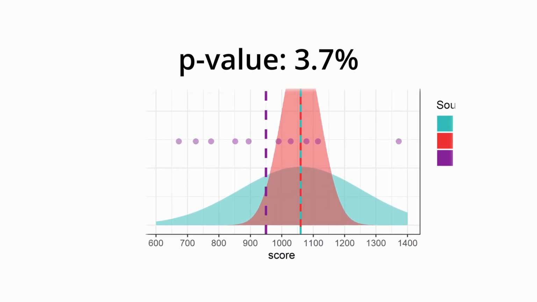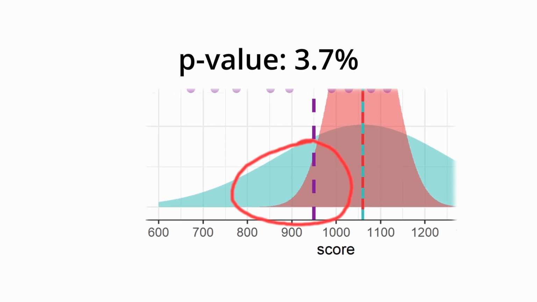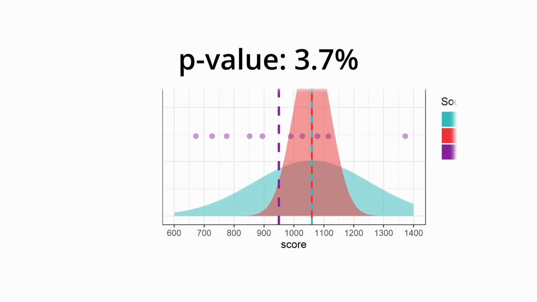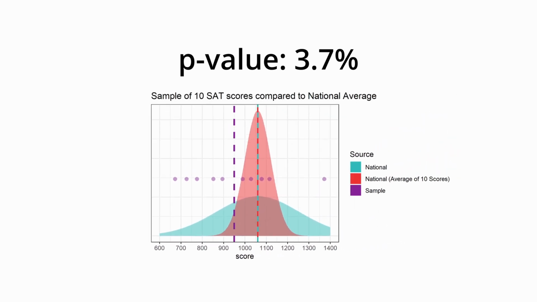You can also see how the purple dashed line in this graph, representing the mean of the sample, is on the left tail of the red curve. The red curve represents the distribution of the average of random samples of 10 students nationally. Meaning, if you kept taking random samples of 10 students, you would expect the averages of those samples to follow the distribution represented by the red curve.